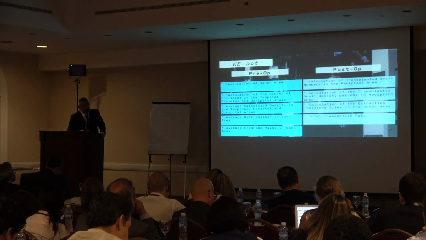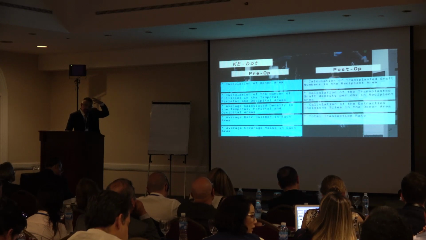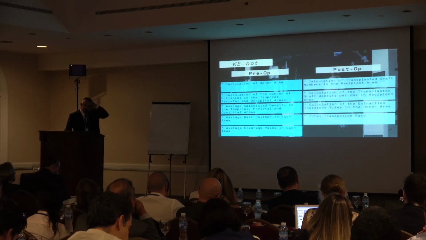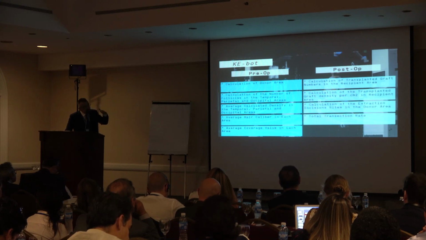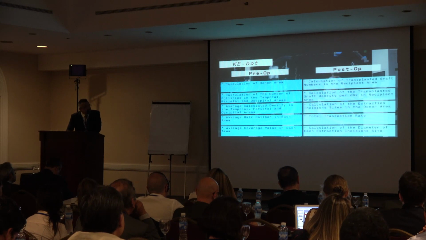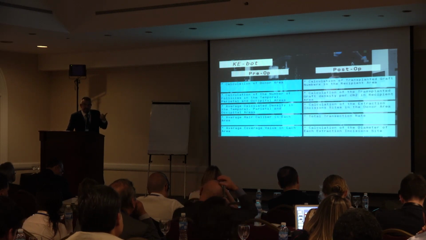And so it's easy to find out your total transection rate, because when you focus on the recipient area, if you know the number of the grafts, and if you know the incision holes that you created at the back, when you compare them, it gives you the total transection rate. Another point is the calculation of the diameter of each extraction incision site at the back, how many square centimeters of scar we created at the back area, and Keyboard is counting it also.